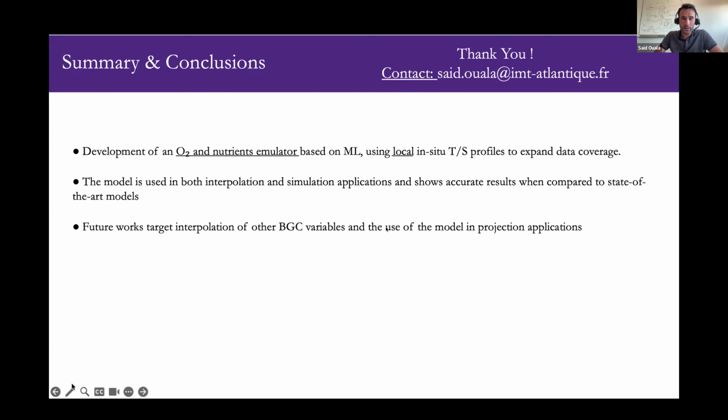And we are also working on using the Neural-BGC as an emulator in projection applications. So we're collaborating with a team from Météo France that is building a regional climate model for a particular anthropogenic forcing emission scenario, and we are collaborating in order to provide Neural-BGC to also simulate biogeochemistry and see how it generalizes to different forcing scenarios and things like that.